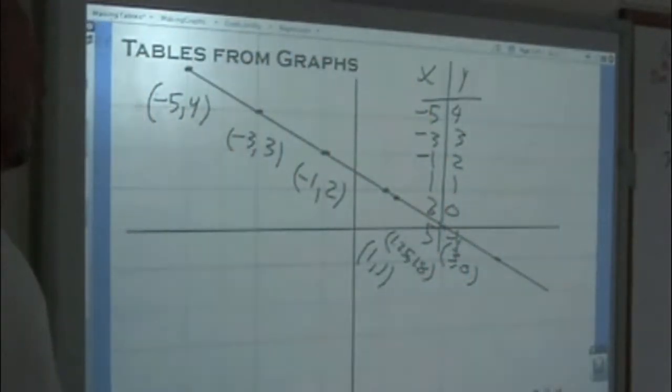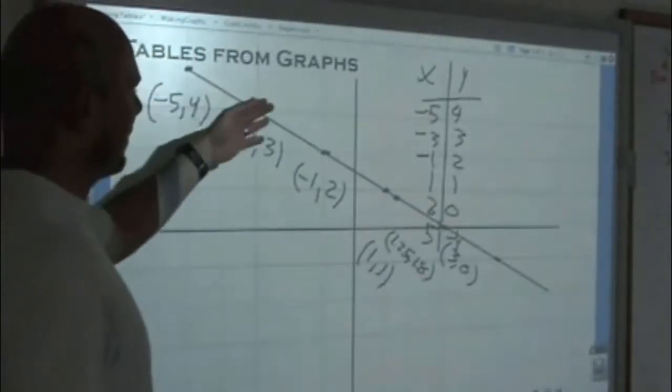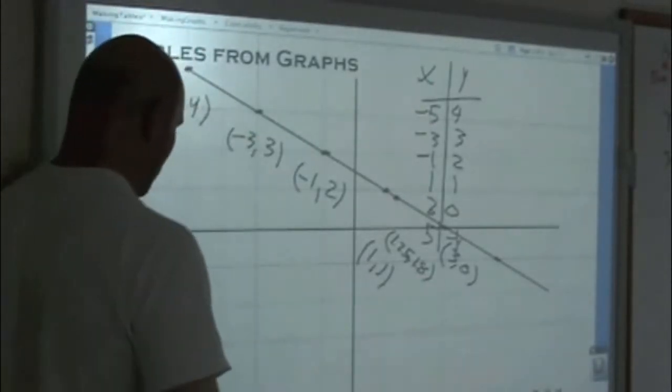So it's not an exact science, yet at the same time we can use our brain a little bit in order to try to figure out the points that are going along that particular line.